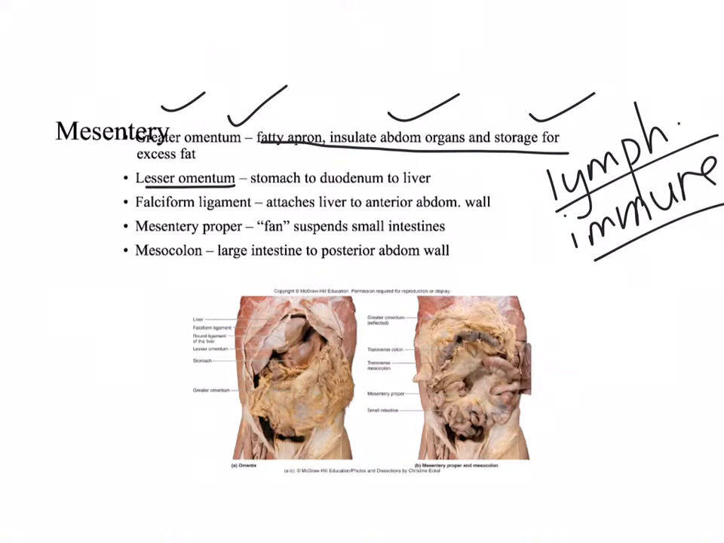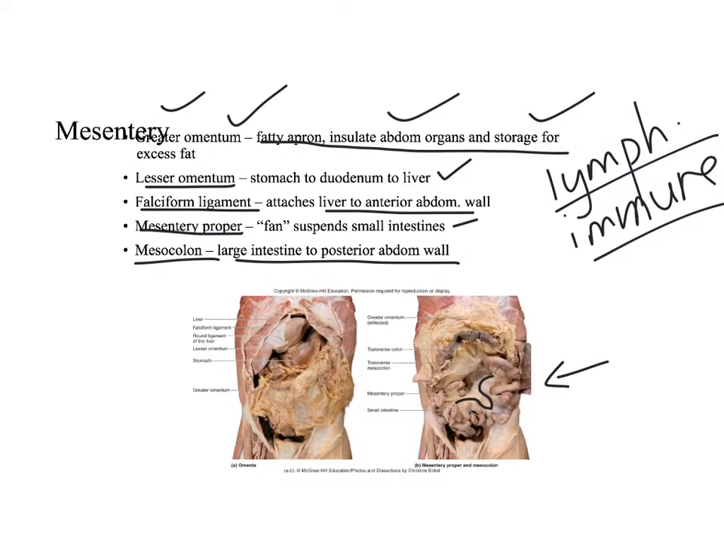Okay, now the lesser omentum actually attaches the stomach to the duodenum and to the liver. And it's easier to see it in lab. The falciform ligament attaches the liver to the anterior abdominal wall, which you'll see. The mesentery proper is the fan that keeps the intestines all together. And then the mesocolon is actually what attaches the large intestines to the back body wall. So you'll see it's way easier to see in lab.